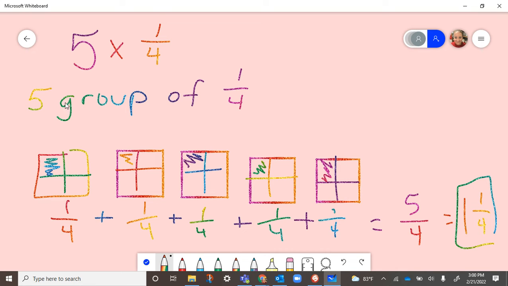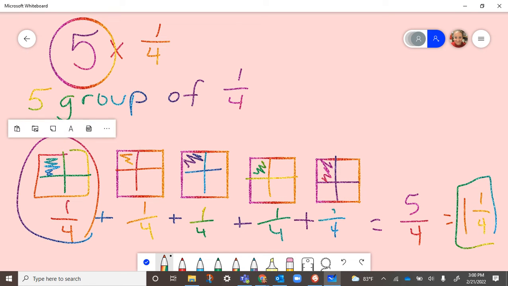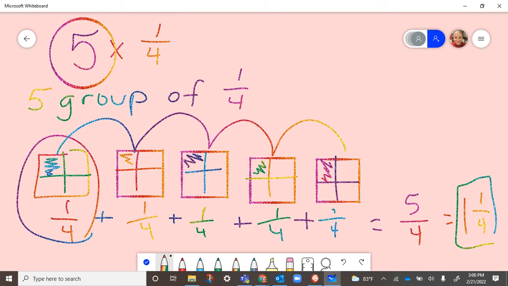So think about taking that fraction and representing it 1 time, and then think about, okay, I'm doing 5 groups of that, so I need to repeat it 1, 2, 3, 4, 5 different times. And so we did some practice with that, where we took different whole numbers and multiplied them by different fractions.